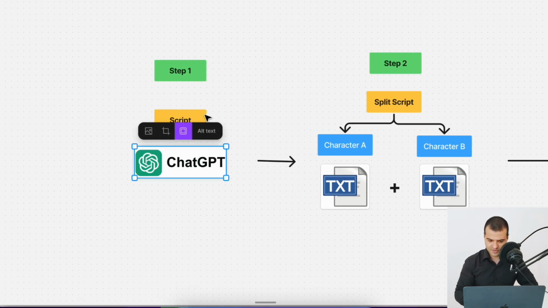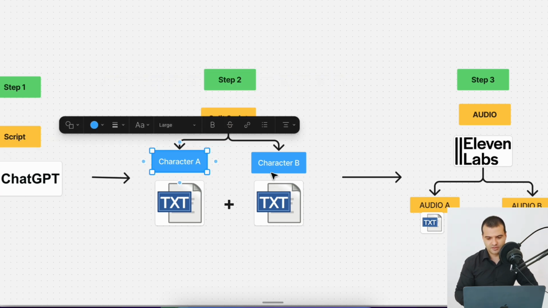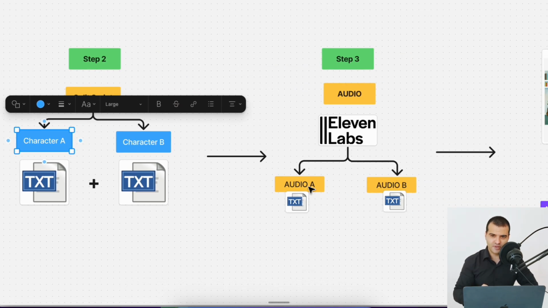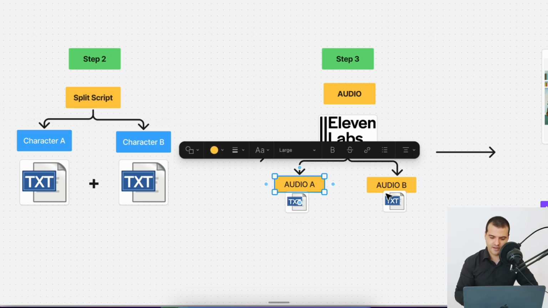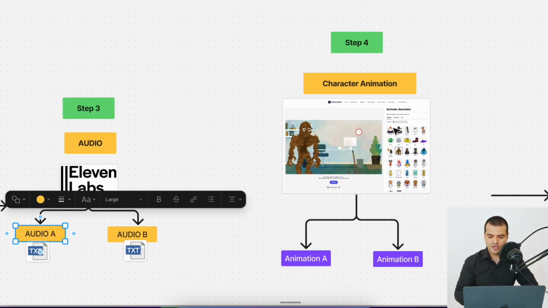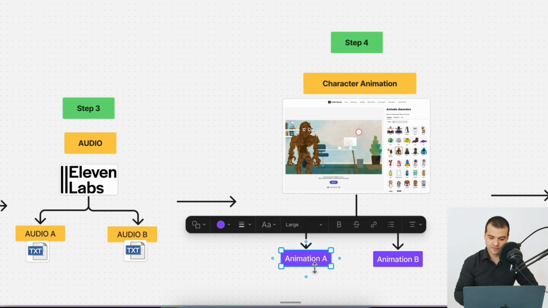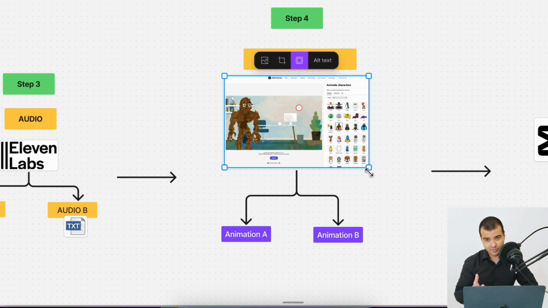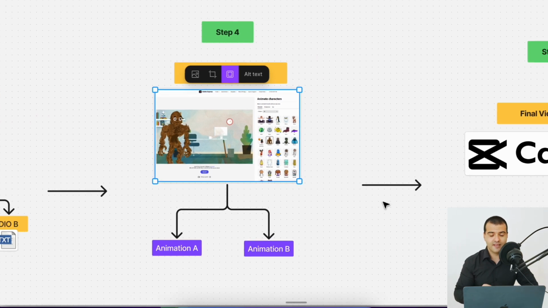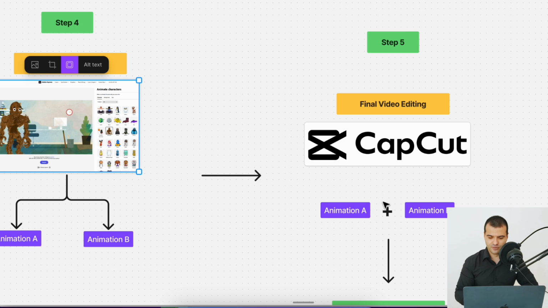First, create the script, then split the script to character A, to character B, generate 2 separate audio files, audio A and audio B, and then for each audio file, you need to plug here to the Adobe Express, create animation for the character A, and then separate animation for the character B, and only then you have 2 videos.